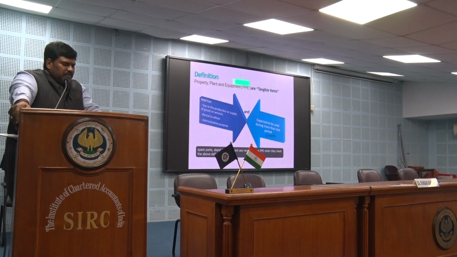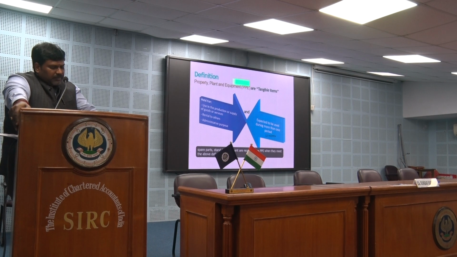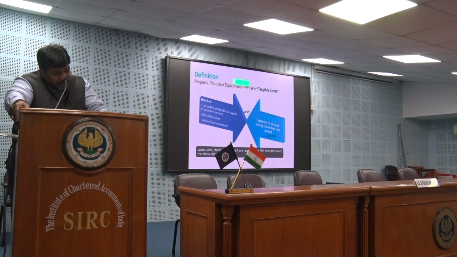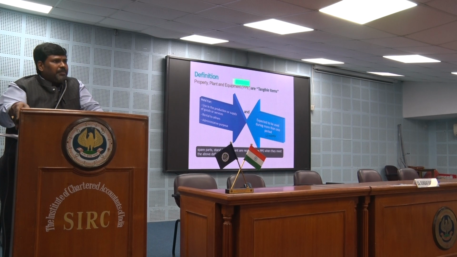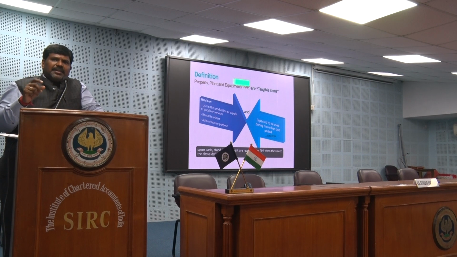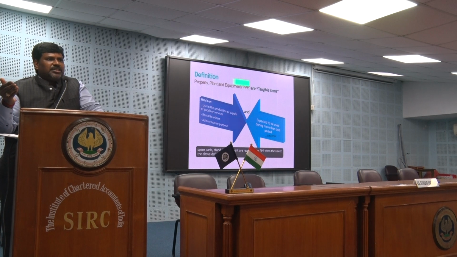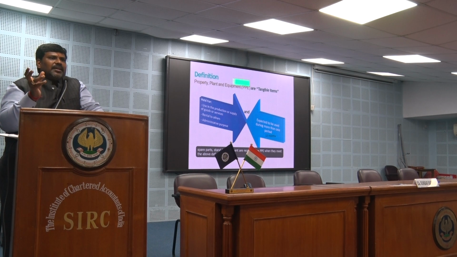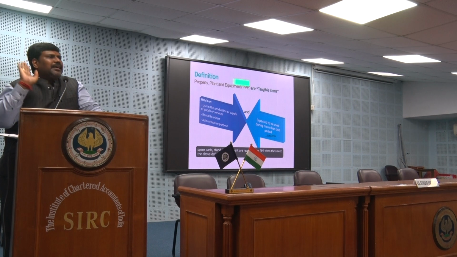Below this definition, there are two small lines which are again very important. Spare parts and standby equipments are recognized as PPE when they meet the above definitions of property, plant and equipment. That is, a spare part standing alone could be recognized as PPE if it has future economic benefits and is intended to be used for more than 12 months. If a spare part, sub-item or servicing support equipment does not meet this criteria, then it would be recognized as an inventory.